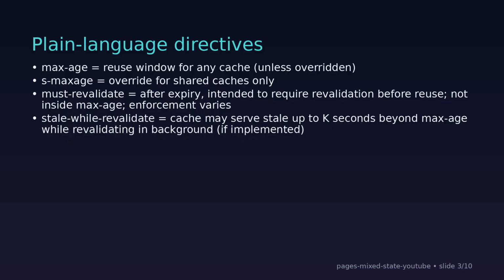Read Cache-Control in plain language. You may reuse this for max-age equals n seconds without checking. If you're a shared cache, use s-maxage equals m instead. After that window, must-revalidate: once freshness expires, revalidate before reuse, if the intermediary enforces it. If you support it, you may serve stale for stale-while-revalidate equals k seconds beyond max-age while you fetch fresh in the background. And no-cache means you may store it, but you must revalidate before reuse.